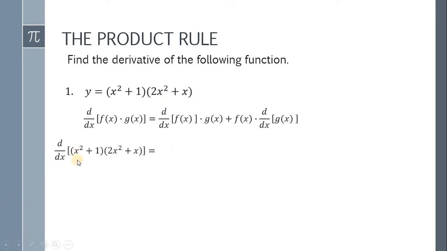We have the derivative of x squared plus 1 multiplied by 2x squared plus x is equal to the derivative of the first. We have the derivative of x squared plus 1 times the second.